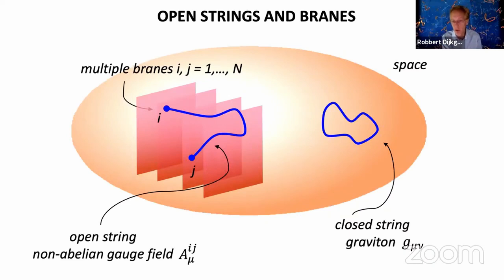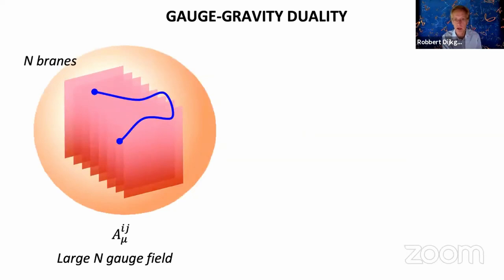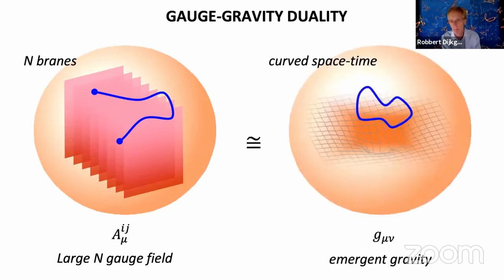A new form of duality was discovered, which we now call the gauge gravity duality. Essentially, the statement is that a system of a large number of branes, so a system of a gauge field of a large rank, is dual to an effective curved space-time geometry. So the closed strings on the right-hand side are, in some sense, equivalent to the open strings on the left-hand side. So you can produce curvature, you can produce emergent curved space-time geometry out of a strongly interacting non-abelian gauge field.